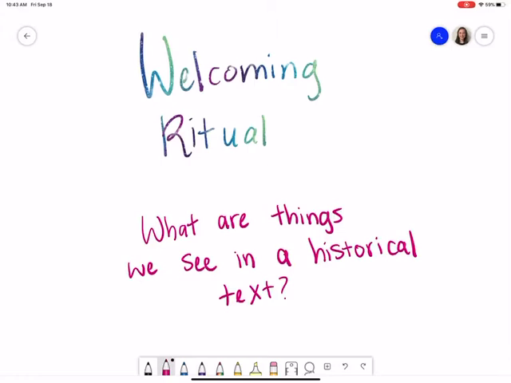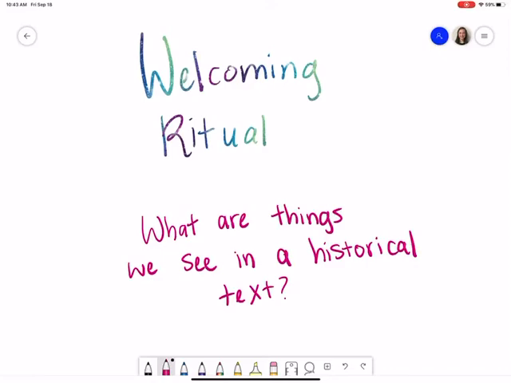Another thing that we're going to see, these are going to be true facts, okay? It can't be a historical text if it's made up. So these are actual things that happened in history. And then another thing we're probably going to see is the events in order, okay? So we are going to see the events in the order that they happen in. All right.